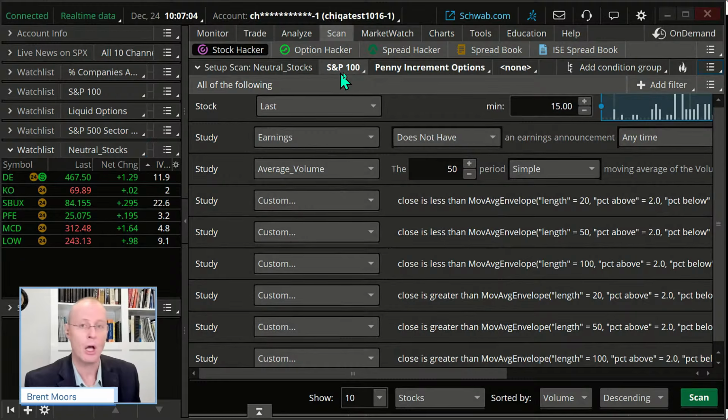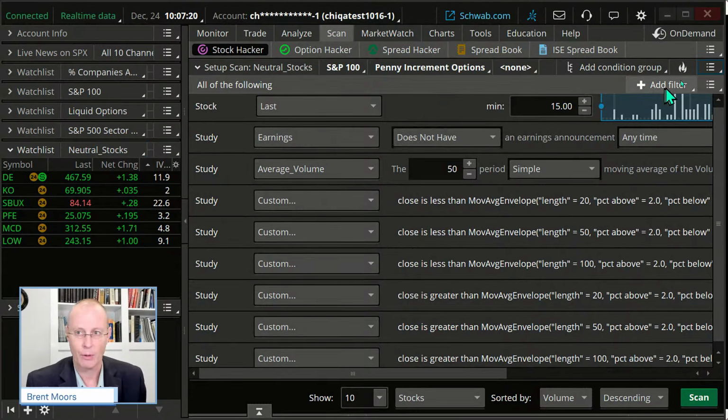Because if I open it up to all stocks, I'm going to get a lot of stocks that probably aren't appropriate for options trading. Why? Because options trading requires more liquidity, all right? So what I can do is I can modify this scan if I want.